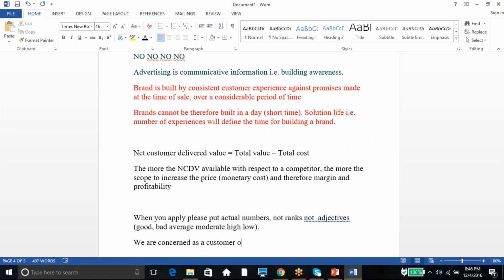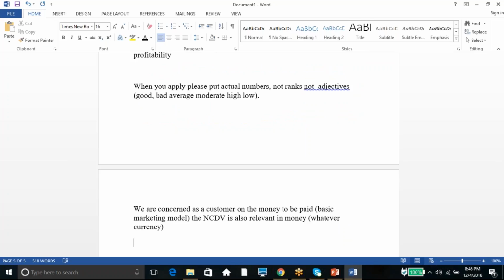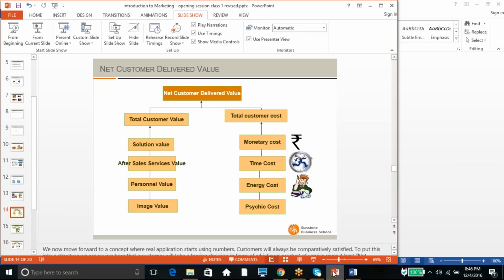Because we are concerned, as a customer, with the money to be paid, the NCDV is also relevant in money. So you have to put numbers. Now, what is the number here which is definitely known?